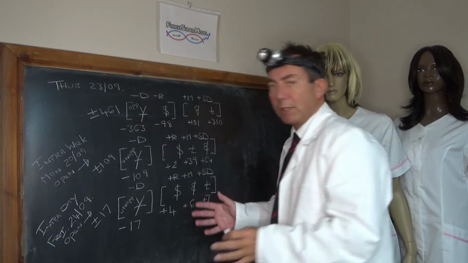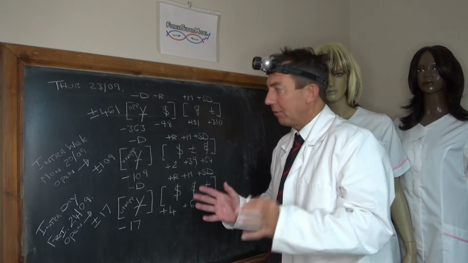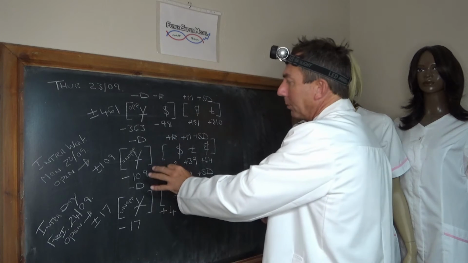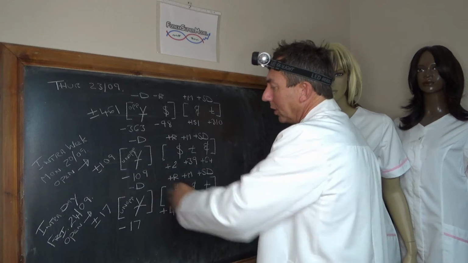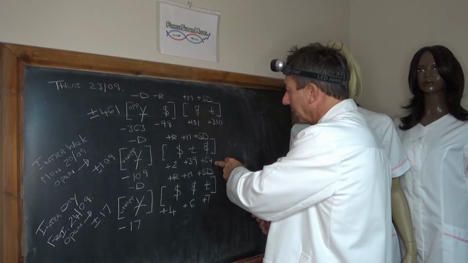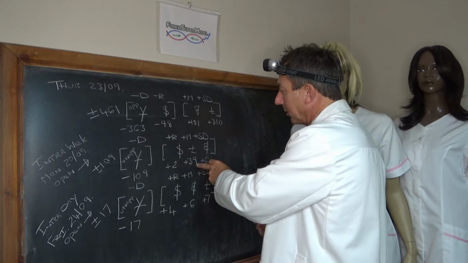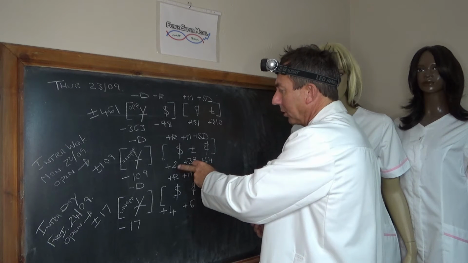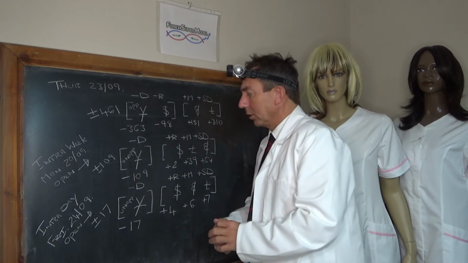Intra-week then, most relevant because this is from Monday the 20th open to about 15 minutes ago, got a negative unopposed driver in the yen at minus 109. No backdoor flows, the opposing positive flows going mainly into the euro at plus 64, into the pound at plus 39, and the dollar is the positive rock at plus 2, activity plus or minus 109.